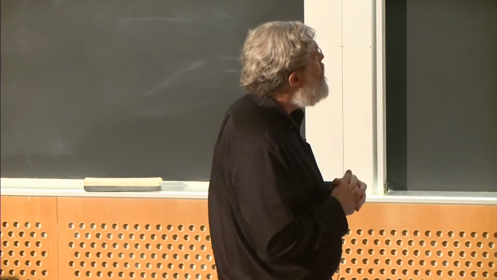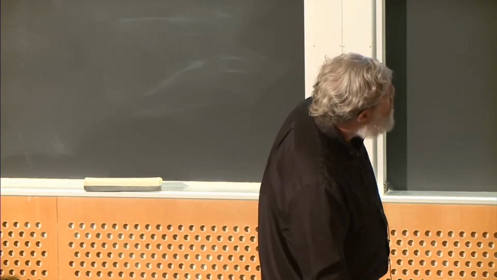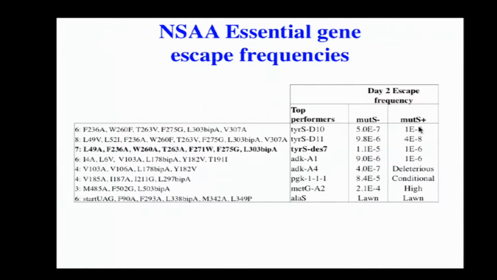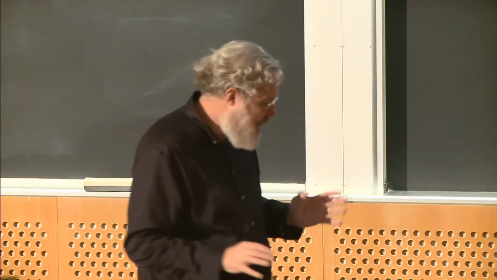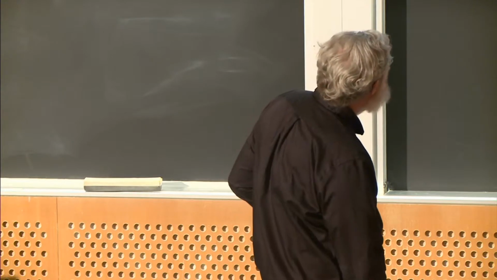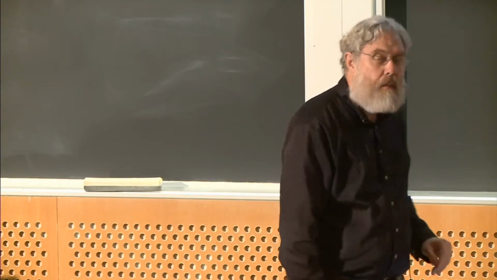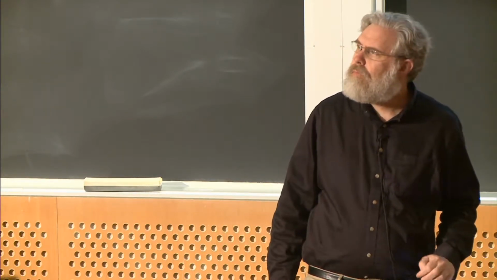The other ones, a more realistic scenario, would be this mutS plus, and we can get escape frequencies as low as 10 to the minus 8th. These are for other mutations in that same protein, and here are mutations in another protein. So then we said, okay, but none of these are perfect. We want something that's undetectable levels of escape. So how would you fix this?